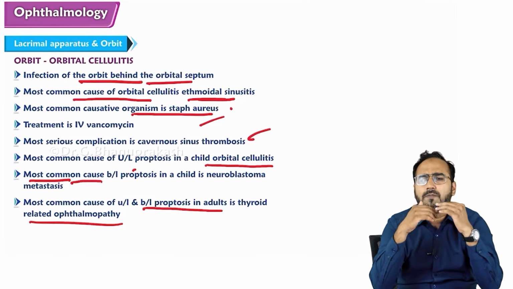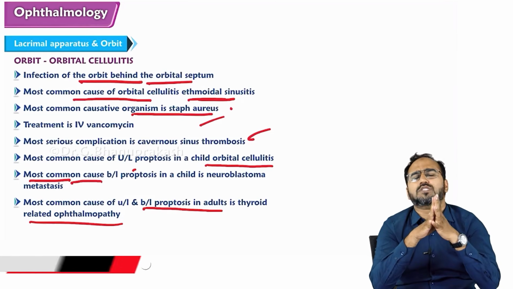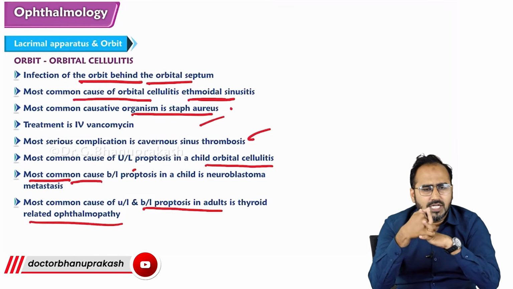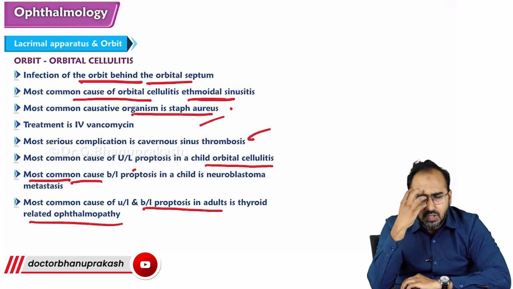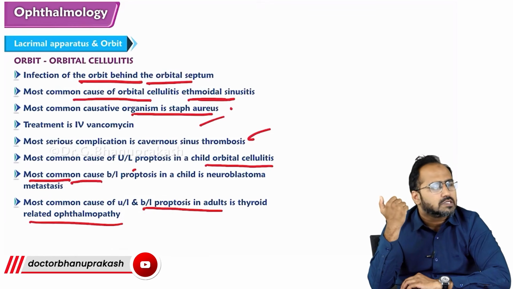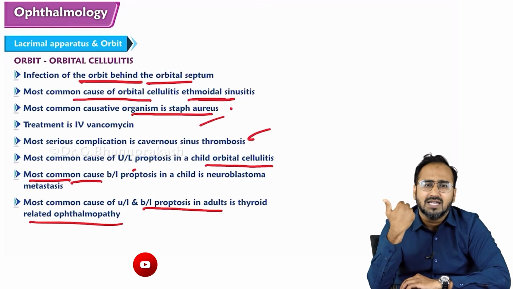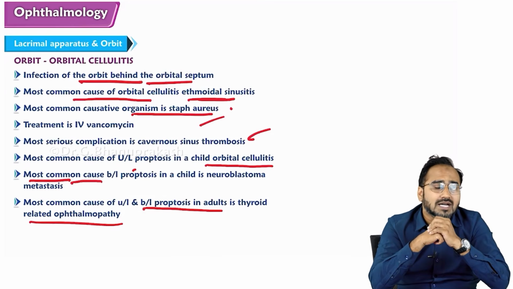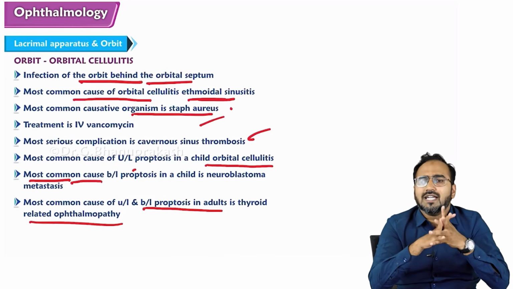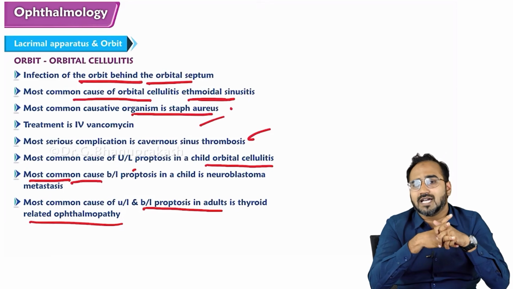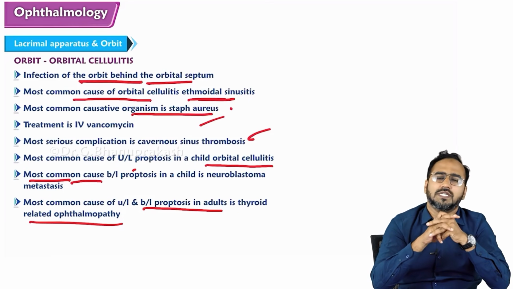So once again guys, protrusion of the eyeball is called as proptosis. In children, if a child is having unilateral proptosis, the common cause is orbital cellulitis. If a child is having bilateral proptosis, the cause is neuroblastoma. And if the adult comes with proptosis, the cause is thyroid ophthalmopathy or Graves' disease.